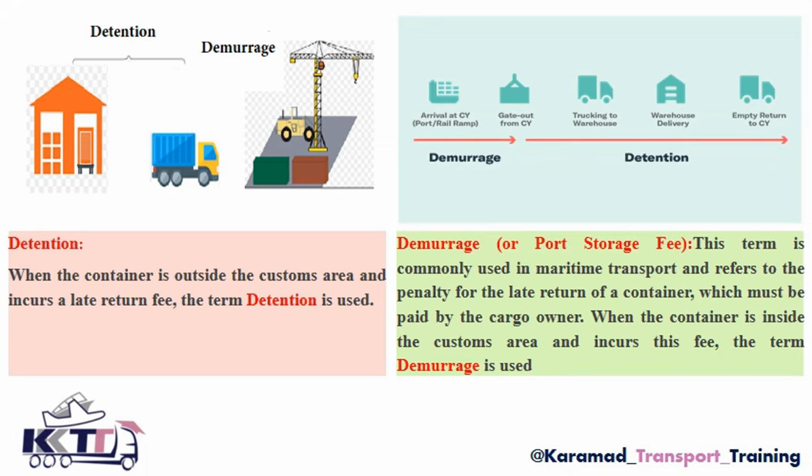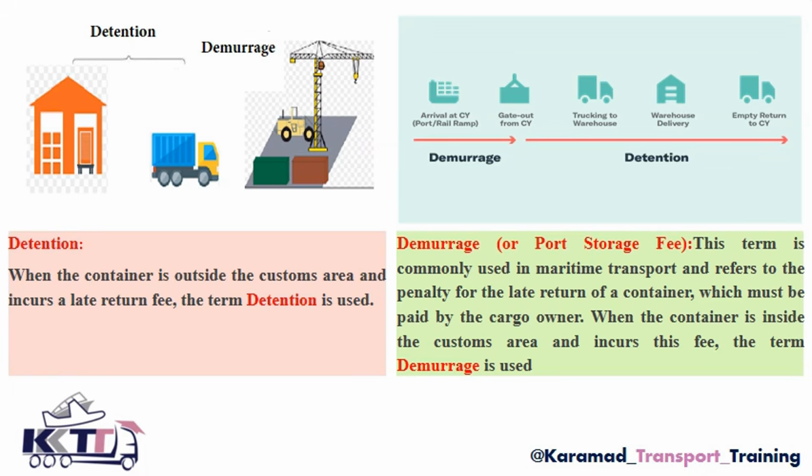Demurrage, or the so-called stoppage fee, is actually a term used in maritime transport and refers to the penalty for the late return of a container, which is paid by the cargo owner, whether at the origin or the destination. Now, if this fee applies while the container is inside the customs area, this term is called demurrage. But if the container is outside the customs area and this fee applies, it is called detention.